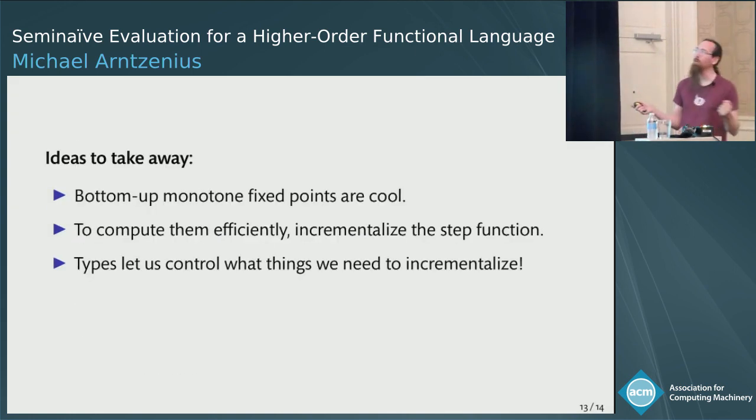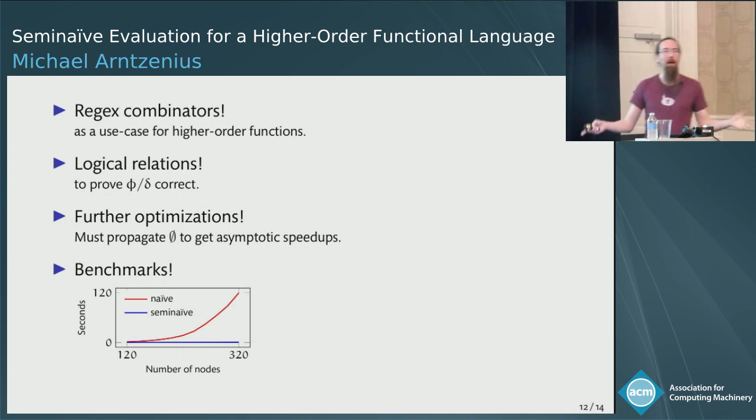More stuff that you'll find in the paper. A use case for combining higher order functions and bottom-up fixed points. So this is something that only we can do, that Datafun can do, that Datalog can't do. And we use this to, for example, implement regular expression matching as combinators. We also give some logical relations that prove phi and delta are correct. These are essentially elaborations on the validity relations, the update relations that we saw earlier, but expanded upon to handle phi and delta. We actually need some further optimizations in order to get the asymptotic speedups that we want.